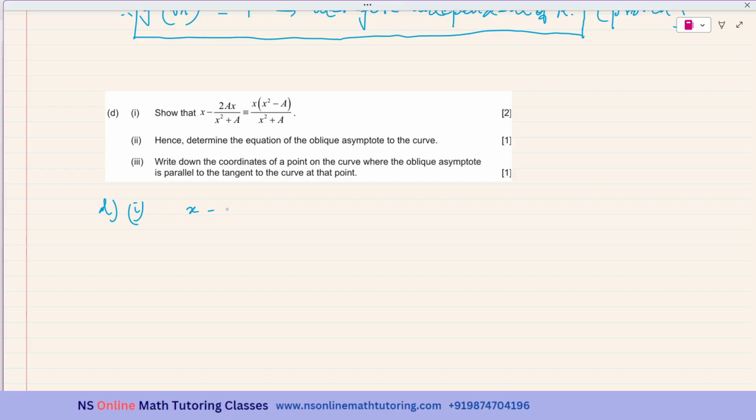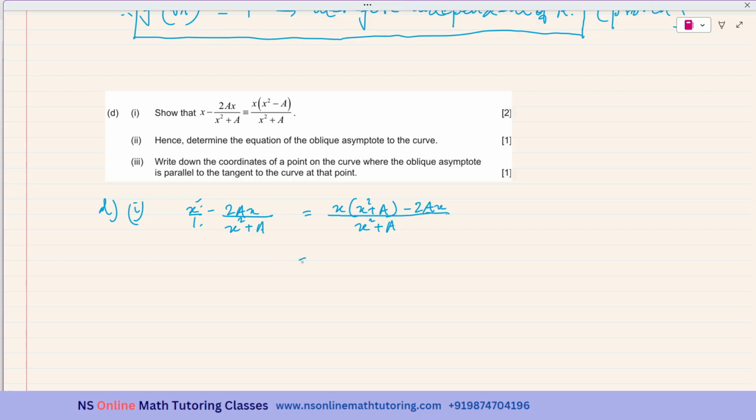Okay. x minus 2ax over x square plus a. This should be equal to, I am taking the common denominator as x square plus a. So it is x times (x square plus a). That means I am multiplying this. This is x over 1 and I am multiplying both the numerator x and the denominator 1 by x square plus a because I need the common denominator to be x square plus a. Okay. And I am just writing them together. And this is minus 2ax.